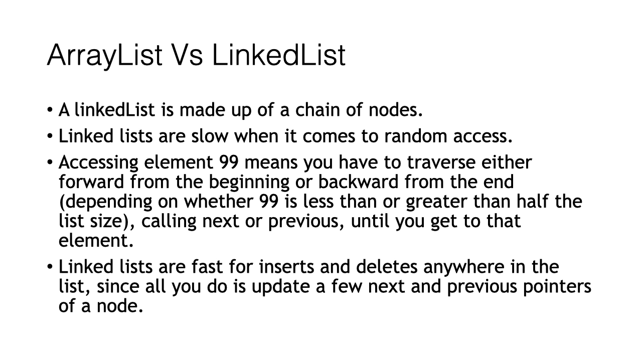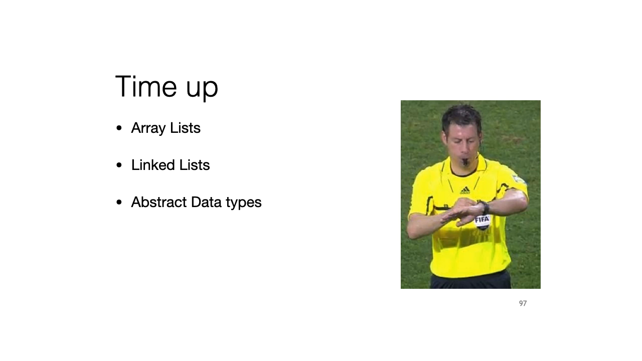Okay, so we're kind of there. What have we looked at today? We've looked at array lists. We've looked at linked lists. You've seen your first abstract data type as well.